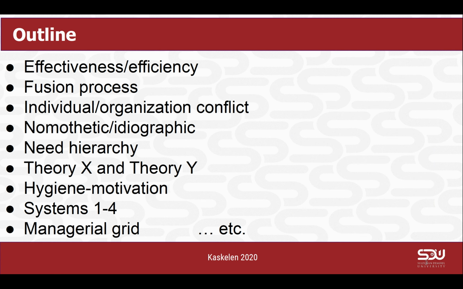So the outline today is pretty long, and it includes the main concepts, the ideas put forward by the thinkers in the behavioral science approach, such as effectiveness, efficiency, fusion process, individual, organization, conflict, etc. And the list is even longer than you see here in this bullet list. So let's just dive in and discuss those things.